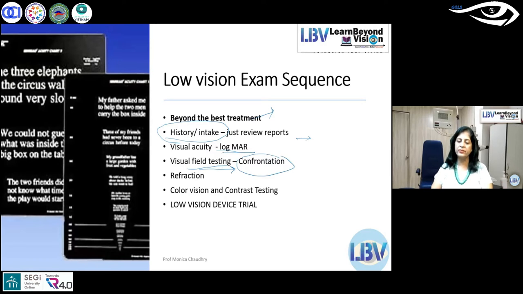Then, as I have explained in my initial slides, this is what needs to be thoroughly done by each one of you. Confrontation, visual field testing. You have to be very good with this. You need to understand it's tubular. There are techniques to do it. And yes, it will go beyond the scope of my presentation if I keep talking about it. Then contrast testing.